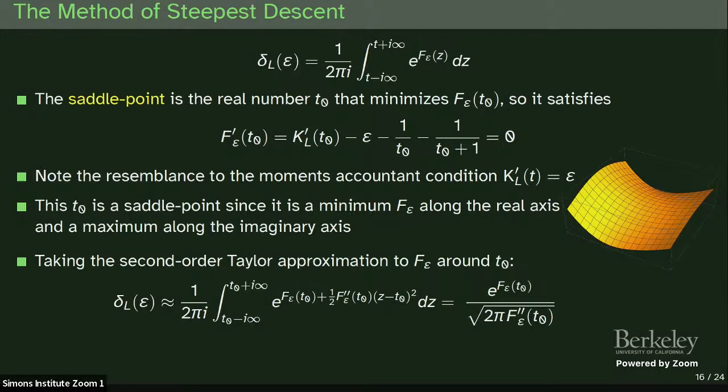Then you can apply a second order Taylor approximation to f epsilon around this saddle point. You can then evaluate this integral and you end up with a term like this. I'm calling this saddle point number 2. This is the second kind of approximation based on this idea, and this one is MSD, for method of steepest descent. It has some flavor of Gaussianity when you take the second order Taylor expansion, right? You have a Gaussian looking integral here.